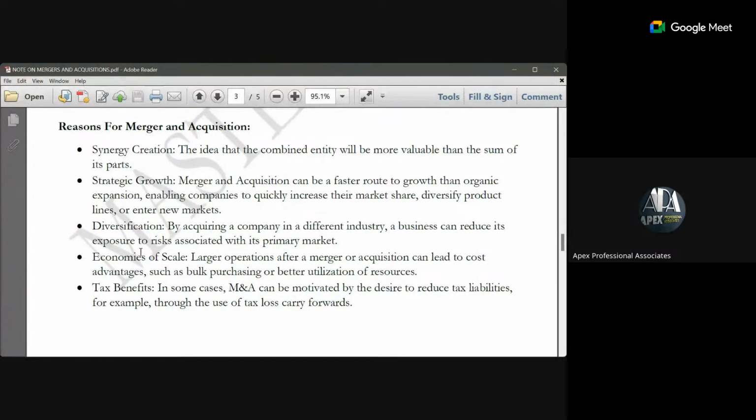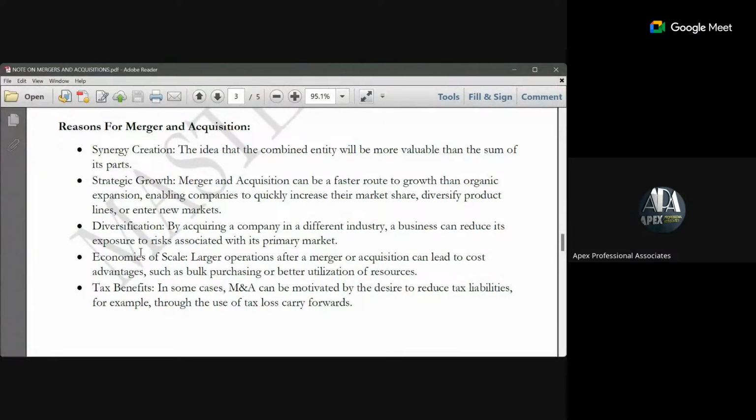We also have economies of scale. Larger operations after a merger or acquisition can lead to cost advantage, such as bulk purchasing or better utilization of resources. So take for instance now, a company of 10 staff that operates a 3-story building for their administrative activities. We definitely know that that asset, that building, is not fully utilized. But when mergers and acquisition sets in, they will be able to utilize the asset properly.